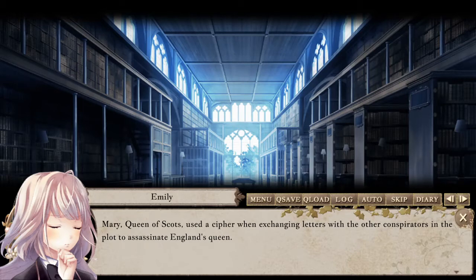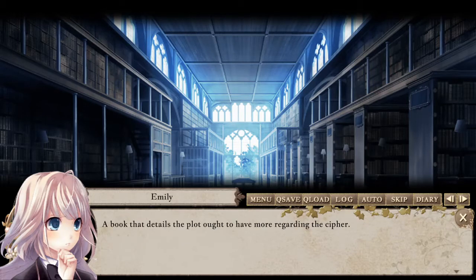Mary, Queen of Scots, used the cipher when exchanging letters with the other conspirators in the plot to assassinate England's queen. A book that details the plot ought to have more regarding the cipher.